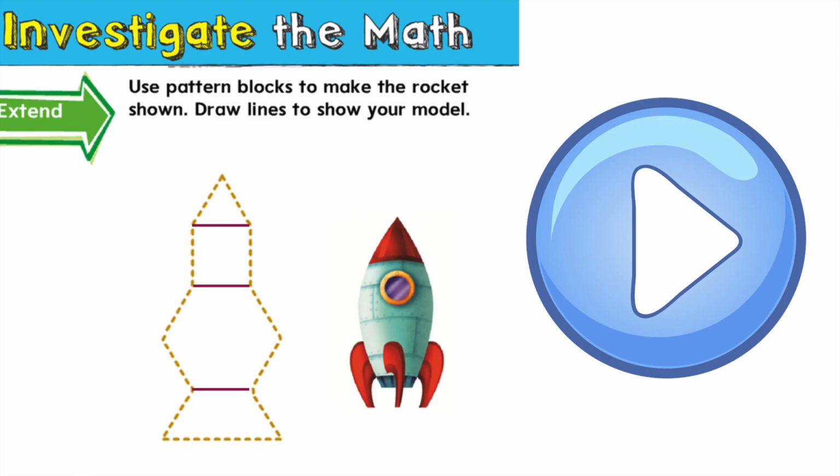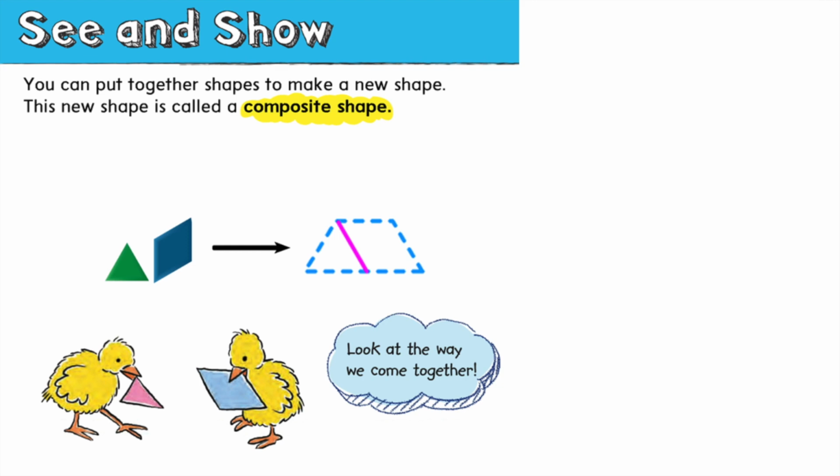All right, mathematicians, we just learned that we can use different shapes to make a new shape. That new shape would be a composite shape. You can put together shapes to make a new shape. This new shape is called a composite shape. If you notice, they have a rhombus and a triangle. And when they put those 2 shapes together, they make a trapezoid. So today we will be exploring how we can put shapes together to build a new shape.